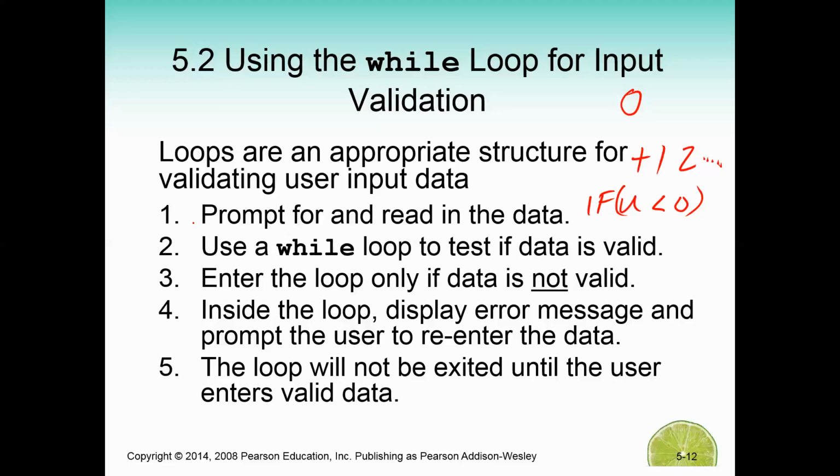Prompt for and read the data, whatever the input is, the number of units, the age, the code, whatever we're testing. Then you say, use a while loop to test if the data is valid. Okay, and here enter the loop only if the data is not valid. Only if the data is invalid. That's when we want to go inside the loop. Inside the loop, display the error message, just like I was telling you, and then prompt the user to re-enter the data. The loop will not be exited until the user enters valid data.